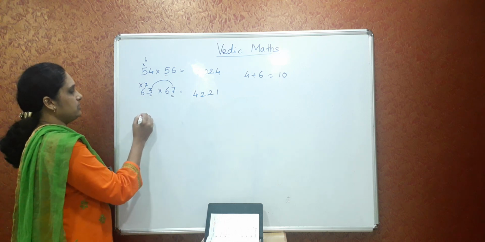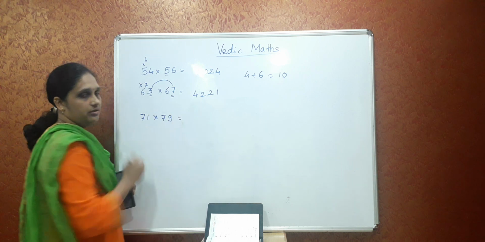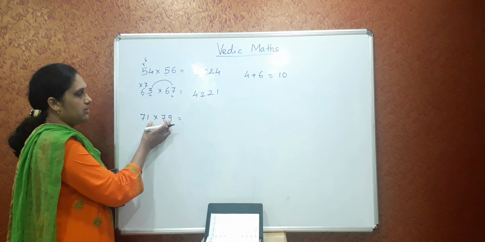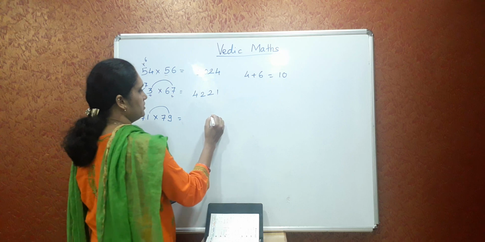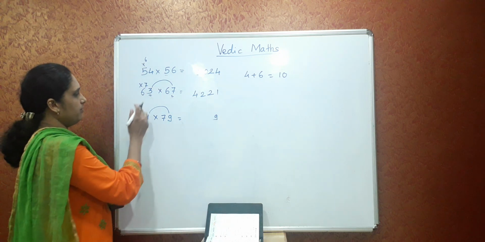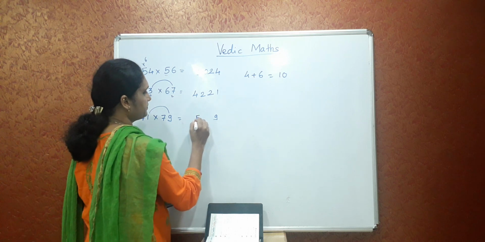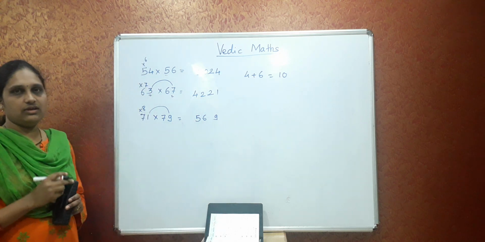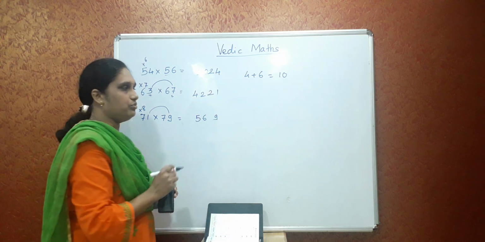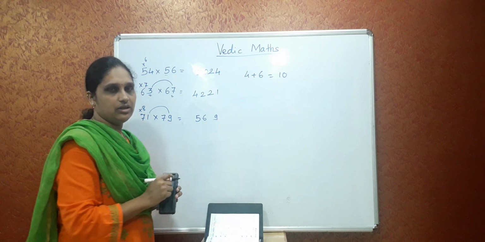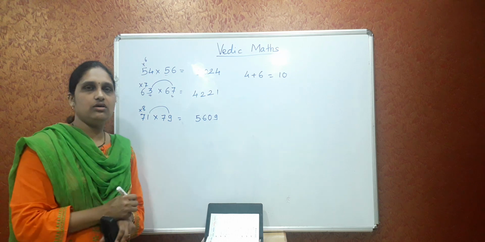We'll take one more number. Suppose I take 71 into 79. Again check the condition: 9 plus 1 is 10 and the tens digit is the same. 9 into 1 multiplication: 9 ones are 9. After the number 7 comes 8. 8 sevens are 56. But here again, like previous, for the units place multiplication we want 2 digits, and here we got only 1 digit. So what to do? We have to add a 0 to make it 2 digits.